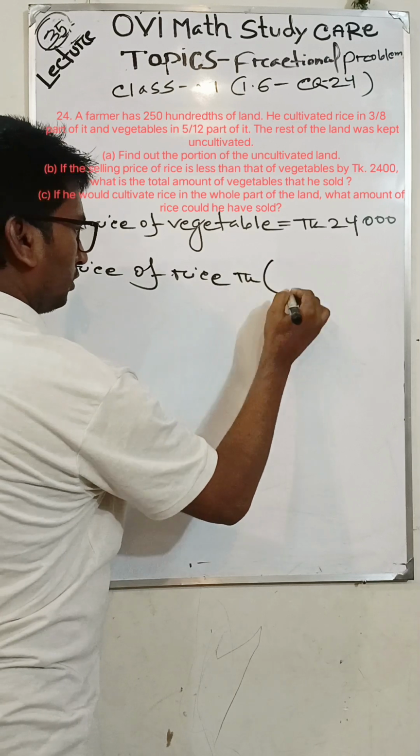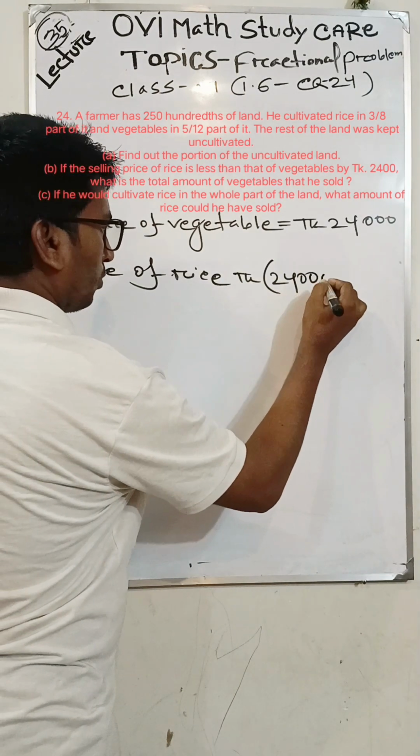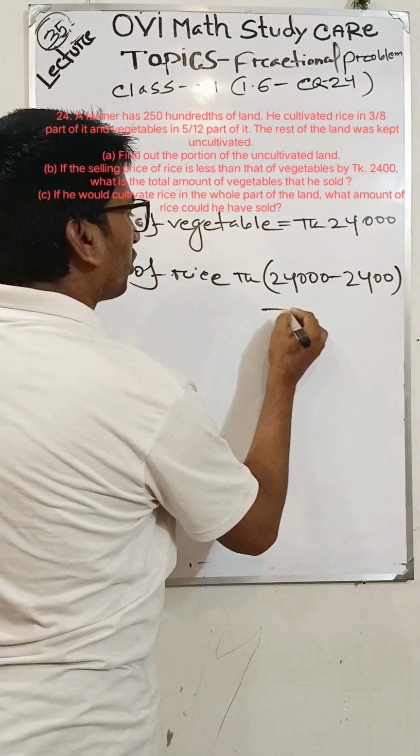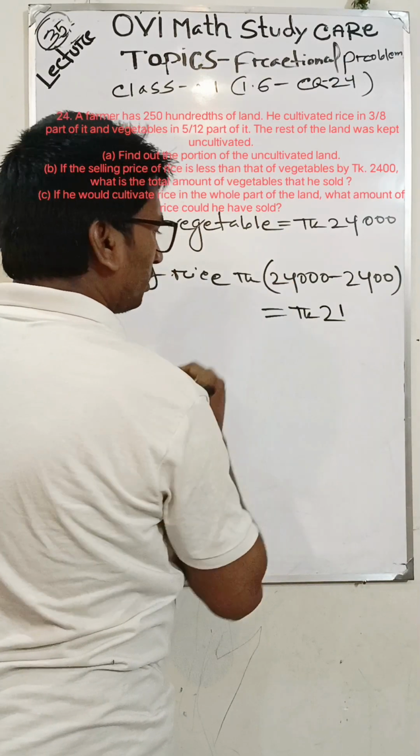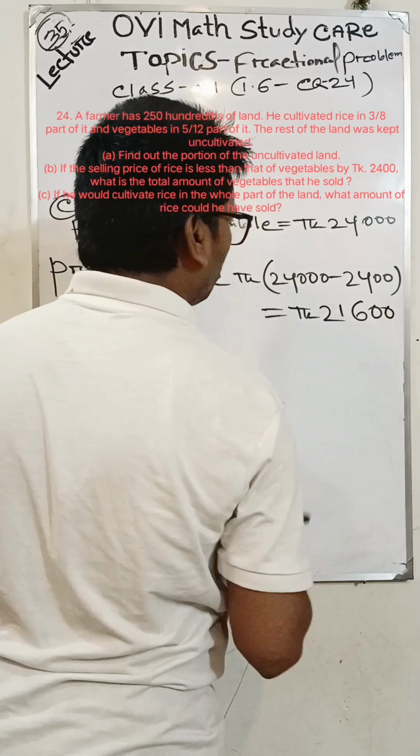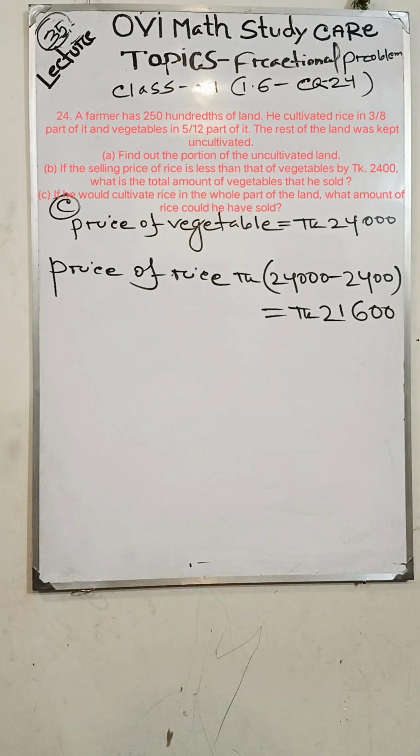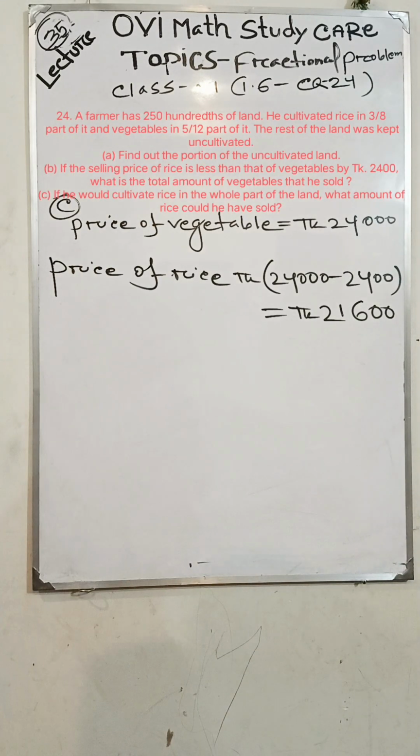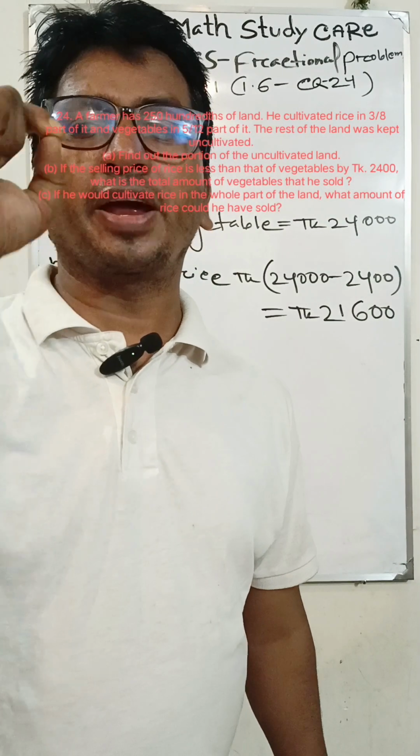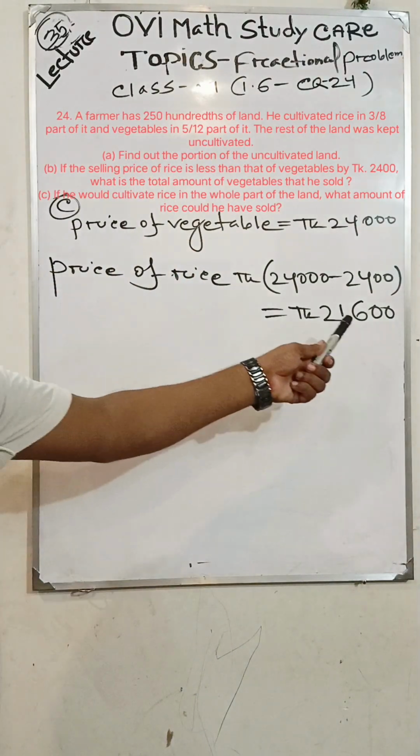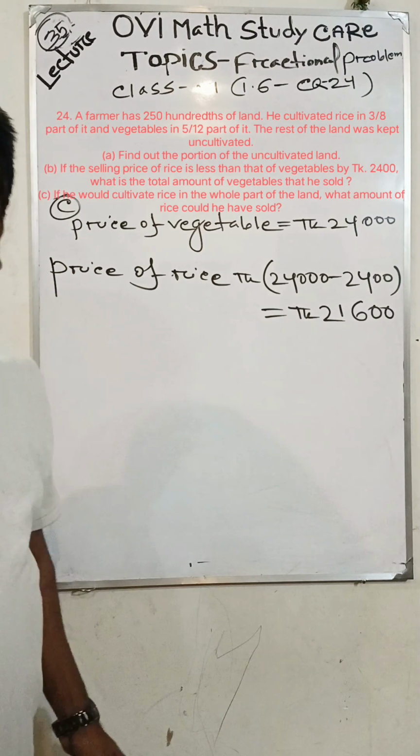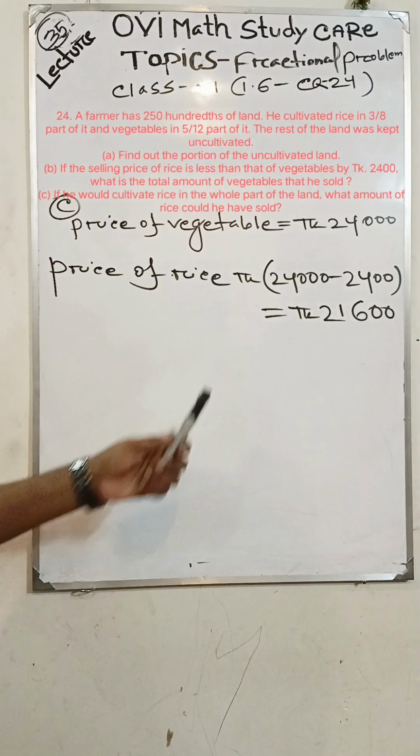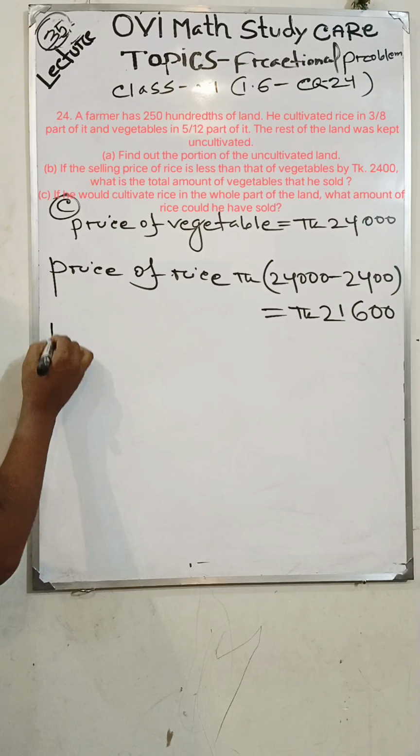That means the price of rice is 24,000 minus 2400 equal to taka 21,600. Students, 21,600 taka he sold the rice. So how much part has he cultivated the rice? 3/8 portion he cultivated the rice, that means the price of 3/8 portion.